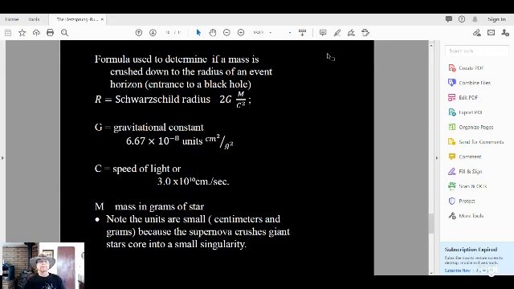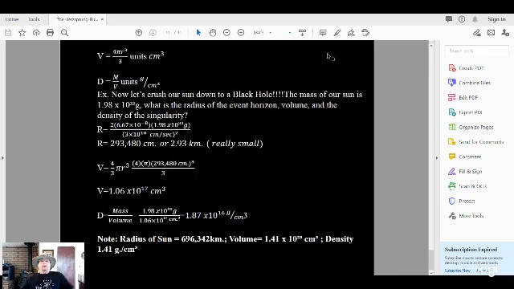Now, the mass of the star is usually given in kilograms, and all you do is just move the decimal 3 to get to grams. Not a big deal there. Note the units are small because supernova crushes the giant star core into a very small singularity.